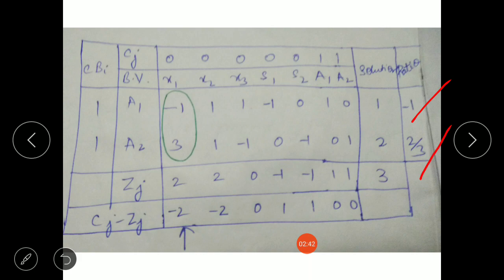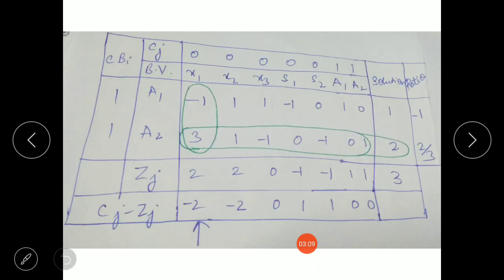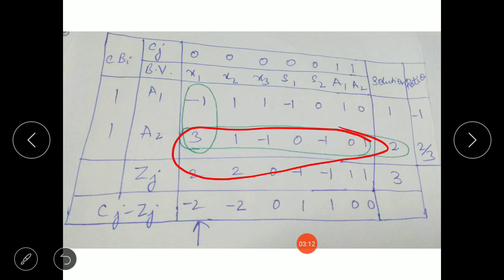Now among the ratio elements, we need to find the key row. For that, we need to find the least positive value in the ratio column. This one is a negative term, and the positive value is 2 by 3. So this is the only positive value in the ratio column. We will take the row corresponding to 2 by 3 as our key row. This is our key column, this is our key row, and the element where the key column and key row overlap is called our key element. So here 3 is the key element.